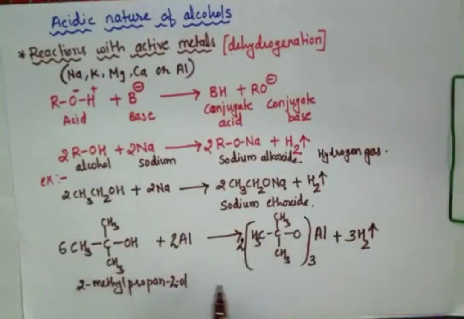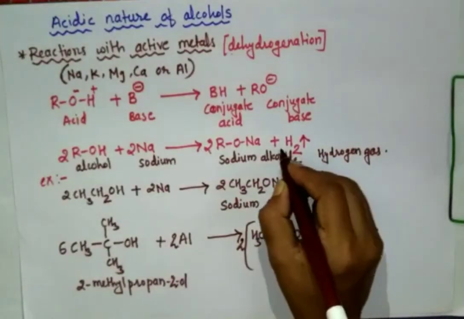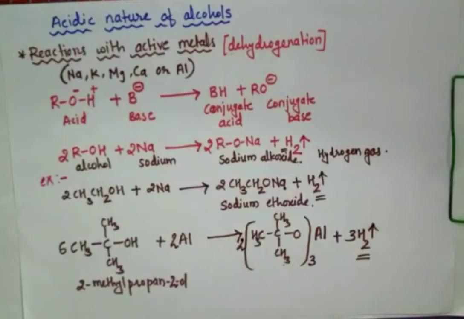So this is the reaction of alcohol with the metal aluminium. It will form the trialkoxide, aluminium tertiary butanolate. So this shows the acidic nature of alcohols because of the liberation of hydrogen gas in every reaction.